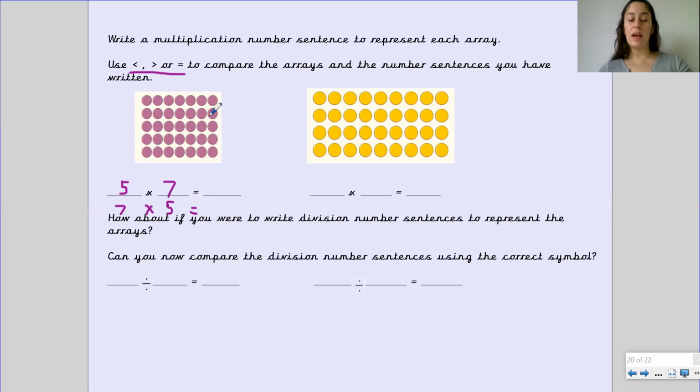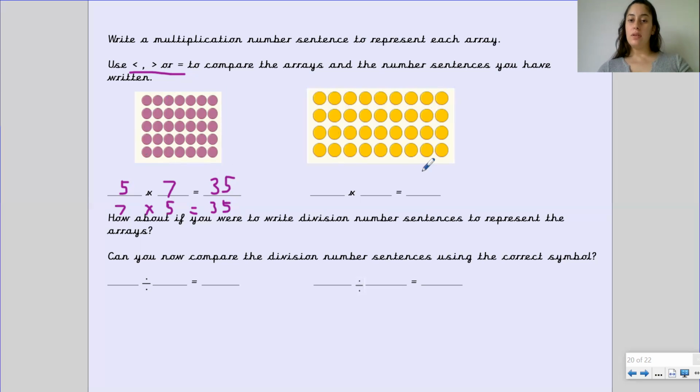So now you can count in 5s or use your knowledge of the 5 times table to write your answer. Let's count in 5s to make sure we all do it correctly. 5, 10, 15, 20, 25, 30, 35. So 5 times 7 equals 35. And 7 times 5 also equals 35. Whichever one you've done, that's absolutely fine.